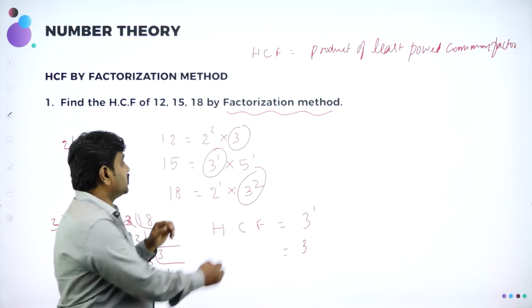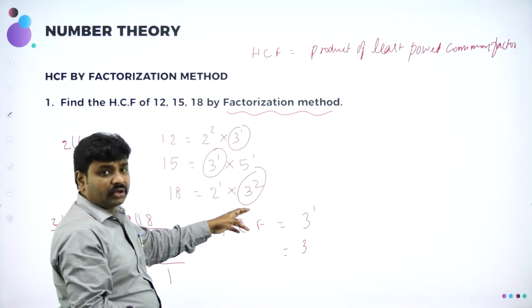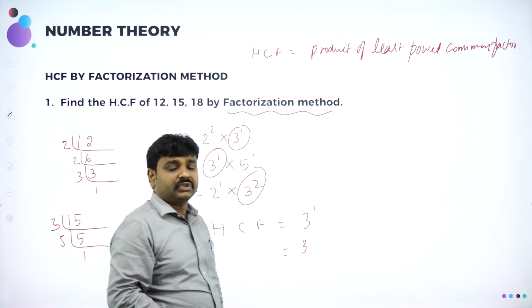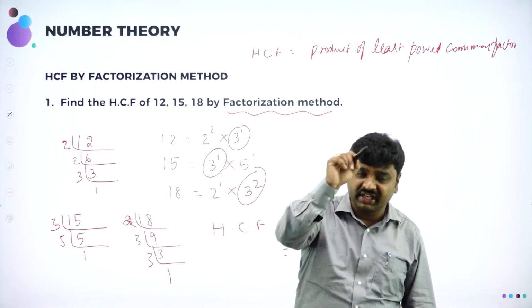This is also 3 power 1. This is also 3 power 1, 3 power 2. Out of 3 power 1 and 3 power 2, least is what? 3 power 1. So that's it. This is a factorization method of finding HCF.